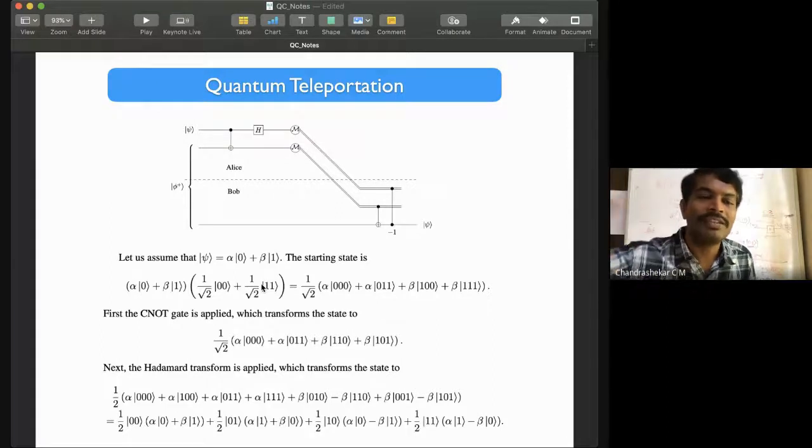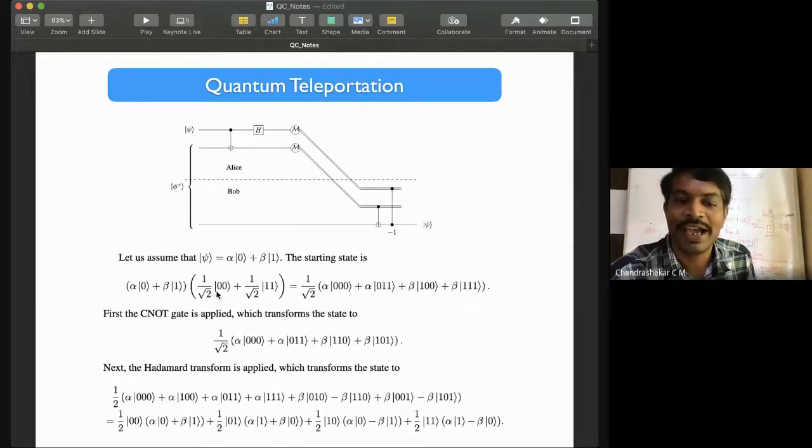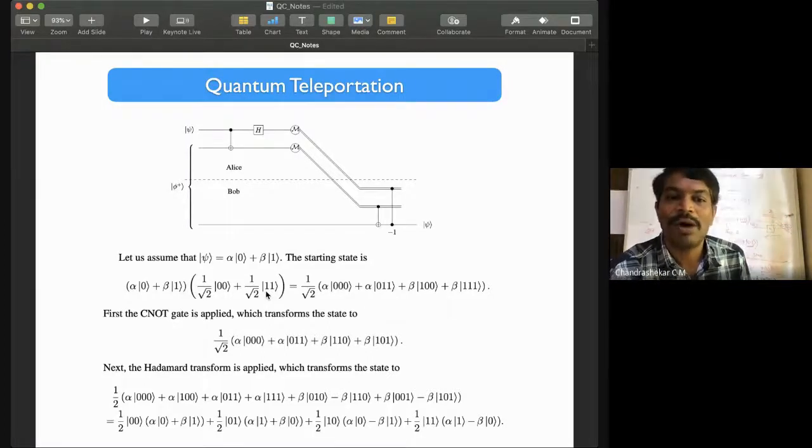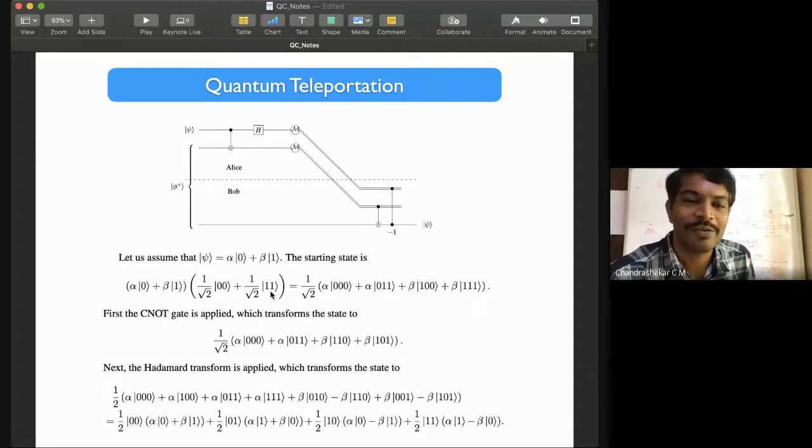Bob might be in some different part of the world. Still, it collapses to one of them. Then Alice clearly knows that if she gets state 0, Bob also has got state 0. If Alice gets state 1, Bob also has state 1. She doesn't even call Bob and ask, what is the state with you? She instantaneously knows what is the state with Bob.